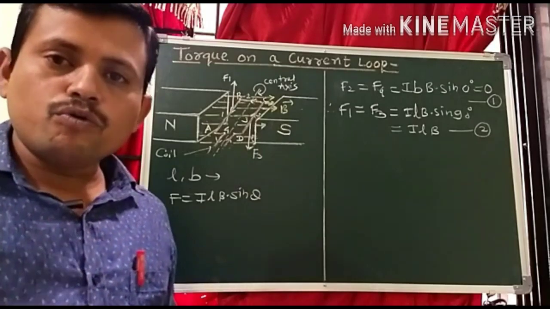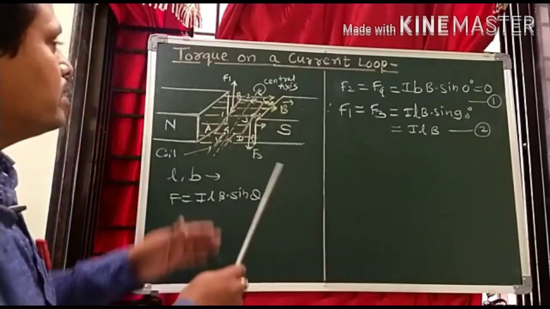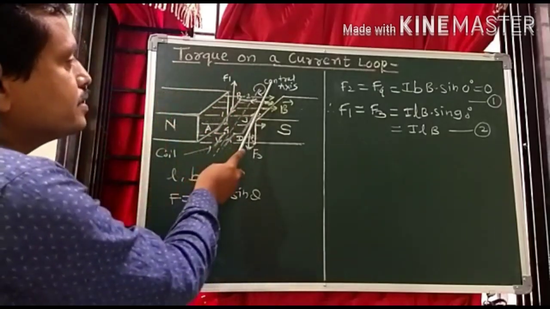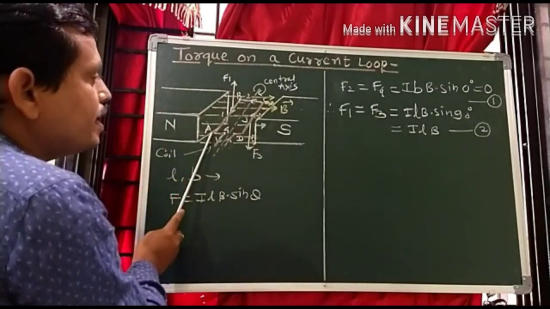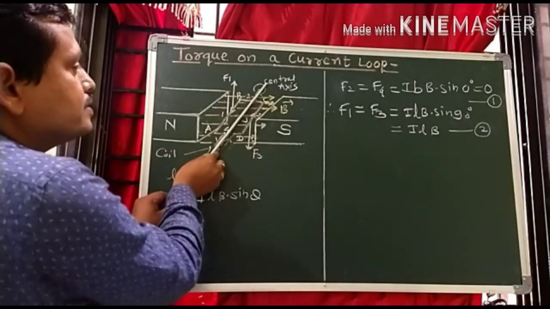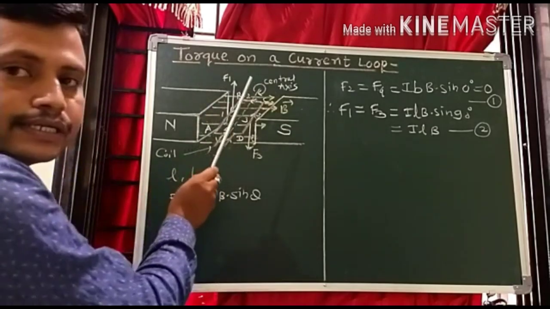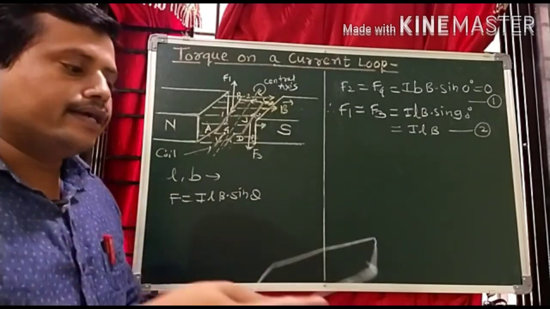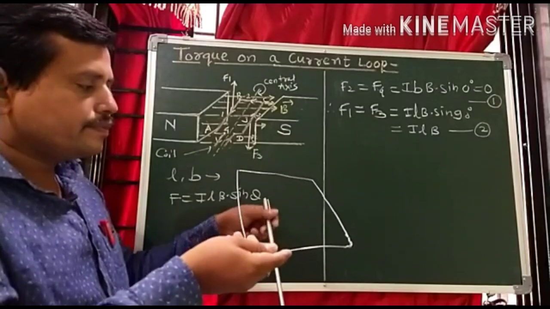Therefore they are not collinear. They form the torque, and this results in the rotation of the coil along the axis which is passing through the midpoints of sides BC and AD, that is called the central axis, and the coil rotates in the anti-clockwise direction. For example, again imagine this is the rectangular coil ABCD.